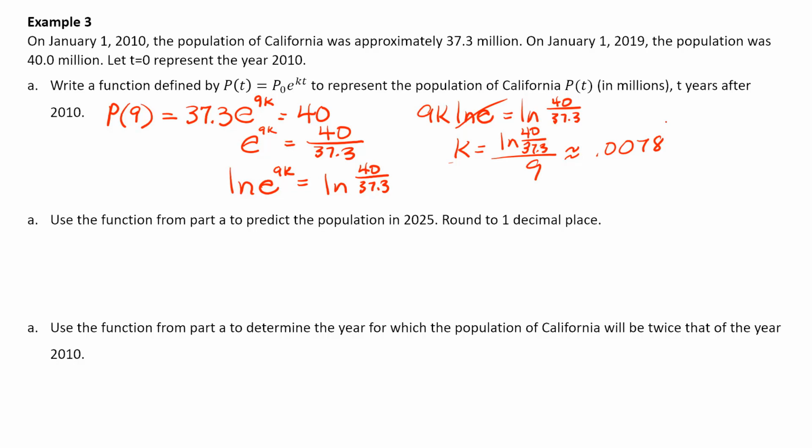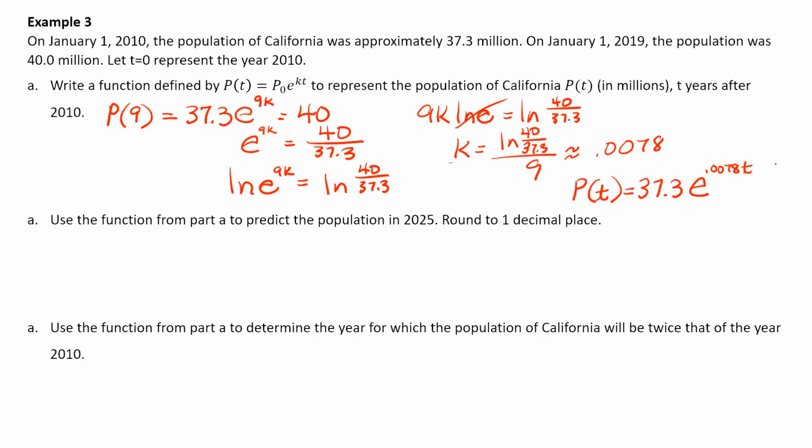All right, so we know what k is, and now we can write our model for this particular situation. So the model would be P of t is equal to P sub 0, which for this particular experiment is always going to be 37.3, because that's the population in 2010. That's our beginning year. And then that will be e to the 0.0078t, because we've got our k now. So that's the model that we can use for this particular experiment.